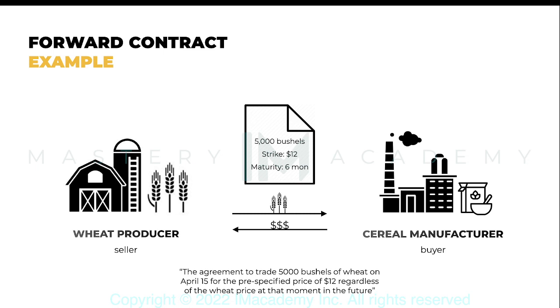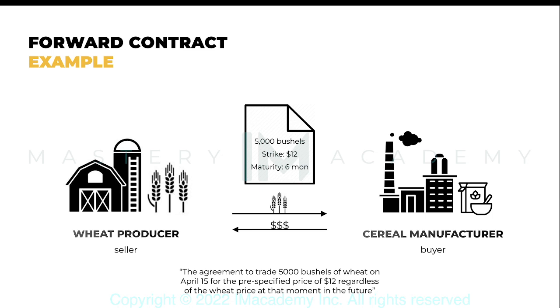So this contract means that in 6 months from now, on April 15th, no matter what happens, the wheat producer is obligated to deliver 5,000 bushels of wheat to the cereal manufacturer, and the cereal manufacturer is obligated to buy 5,000 bushels of wheat from the wheat producer for the price, or strike, of $12. Okay, so this is how the forward contract particularly looks.